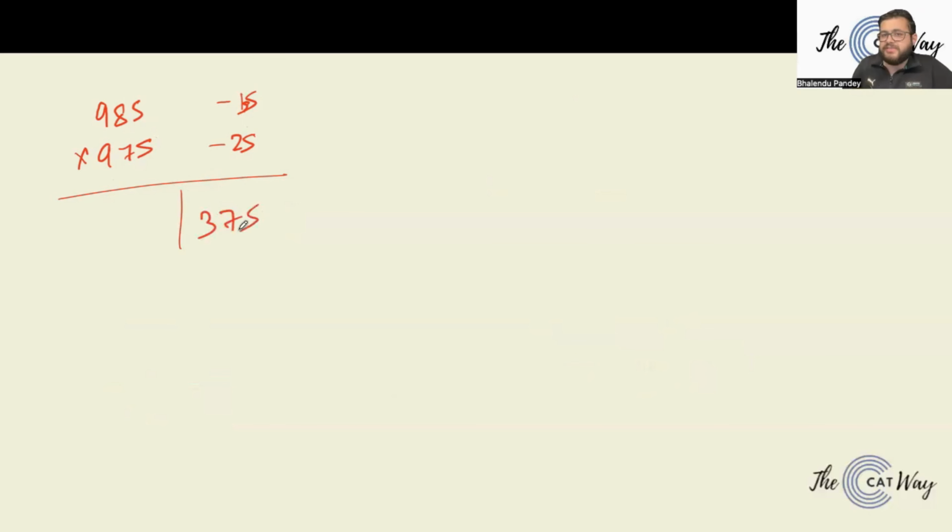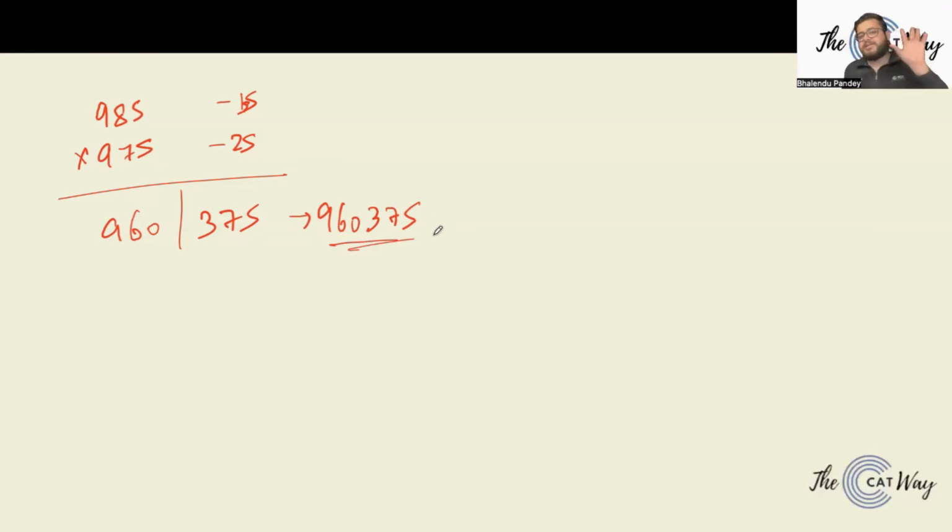Let's try one more question along the same lines. 985 multiplied by, let's say, 975. So this is minus 15, this is minus 25, right? 25 into 15 gives you 375. Correct? 985 minus 25, or 975 minus 15, gives you a 960. So my answer is going to be 960375. That's going to be my correct answer for this.